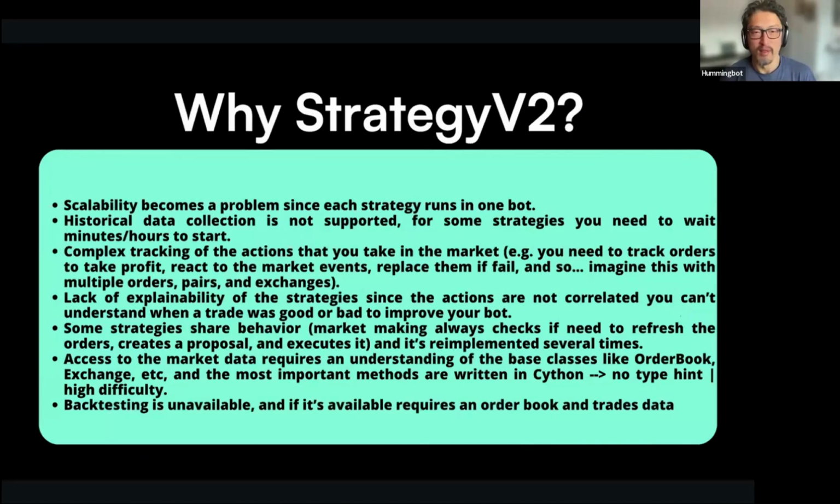This is something that Fede wrote to explain why we did this, because essentially scalability is going to be a problem. If you have individual programs that are doing different things in different markets, you end up having all this code everywhere.